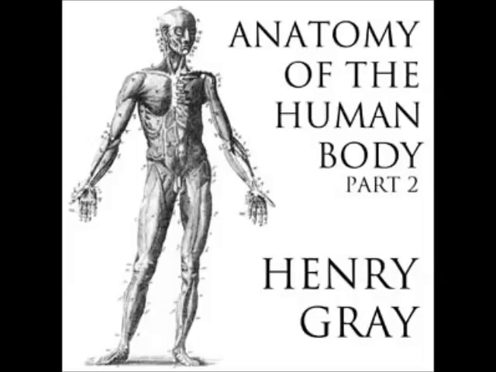Recording by Selena Arter. Anatomy of the Human Body, Part 2, by Henry Gray. The muscles connecting the upper extremity to the anterior and lateral thoracic walls. The muscles of the anterior and lateral thoracic regions are pectoralis major, pectoralis minor, subclavius, and serratus anterior.